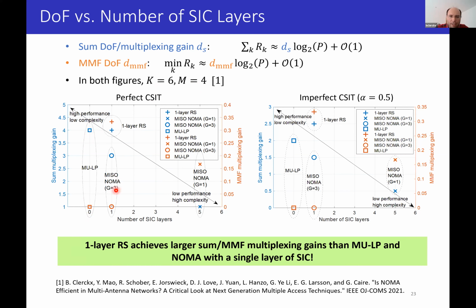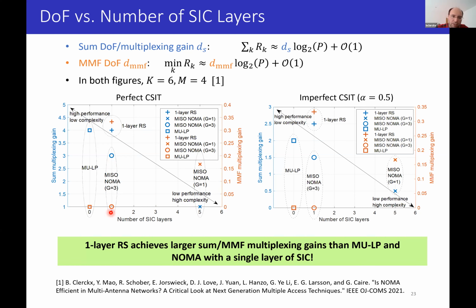If you go to NOMA, there are different types of NOMA schemes depending on how you pair the users in each group. So here, for instance, I have 3 groups and 2 users per group. Here I have 1 group and 6 users in that group. And so what we see here is that those 2 NOMA schemes perform very differently. One performs better in terms of sum DOF than the other one, while the other one performs better in terms of max-min fair DOF. So depending on the number of users per group, the performance can change quite significantly.